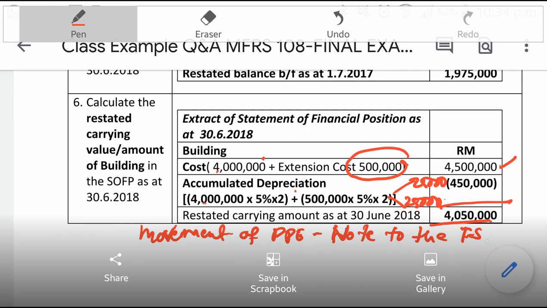So if there is evidence that there are errors, make correction. Don't leave the error as it is.